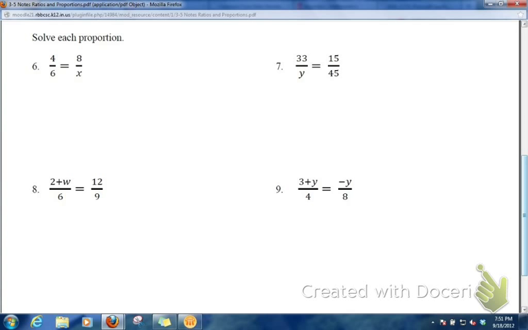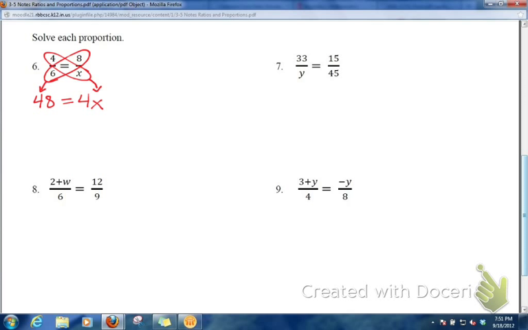So we're going to practice this with cross products or with cross multiplication. So let's do our cross multiplication again here. We are going to take 6 times 8, which gives us 48. And that's going to equal 4 times x, which gives us 4x, just like we did in the previous 3 problems.